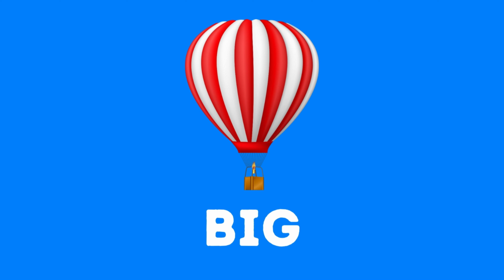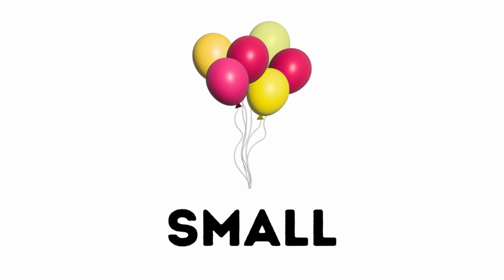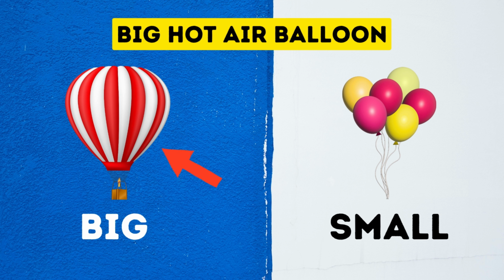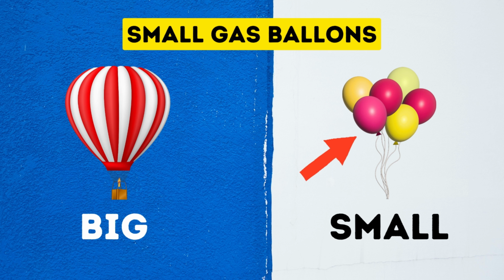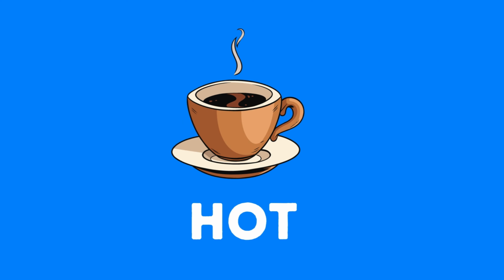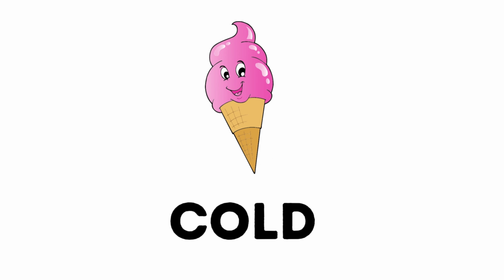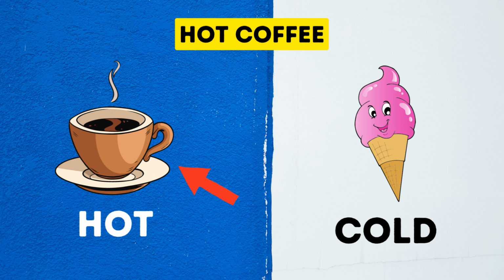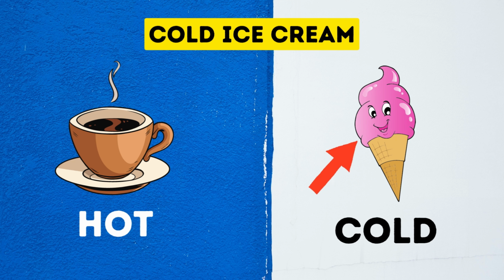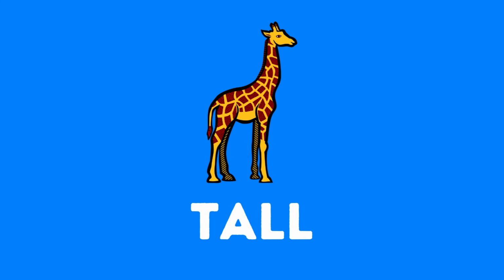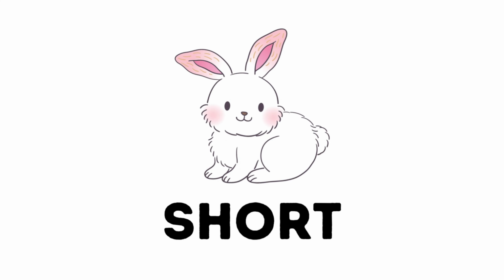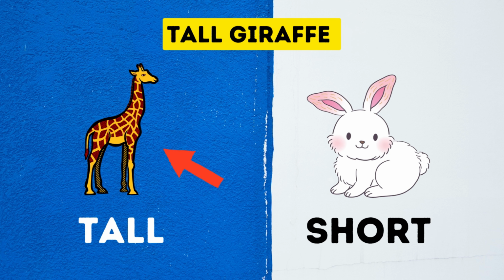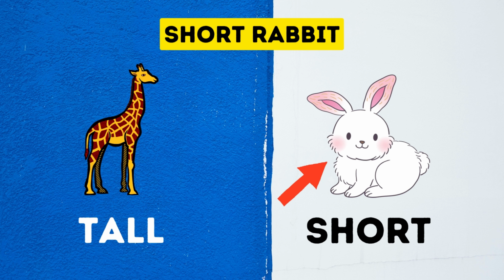Big, small, big and small. Big, hot air balloon. Small, gas balloons. Hot, cold, hot and cold. Hot coffee, cold ice cream. Tall, short, tall and short. Tall giraffe, short rabbit.